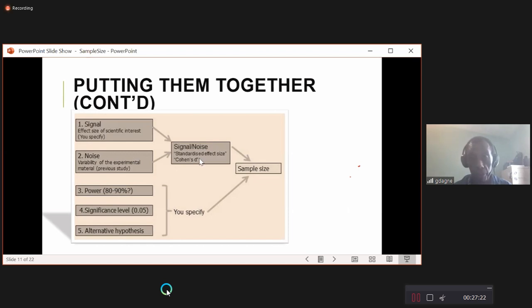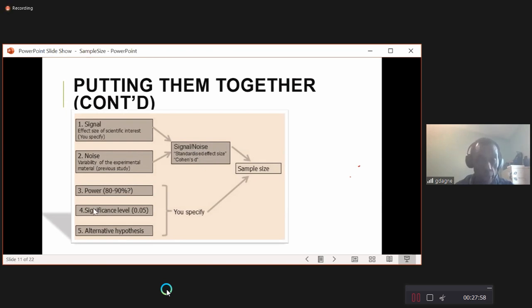Sometimes you may be able to find how much the difference should be, and then also you may be able to find a measure of the noise from past research or experience. Then you can divide the effect that you were trying to detect by the standard deviation. That will give you this standardized effect size, or signal-to-noise, d. That's something important always.